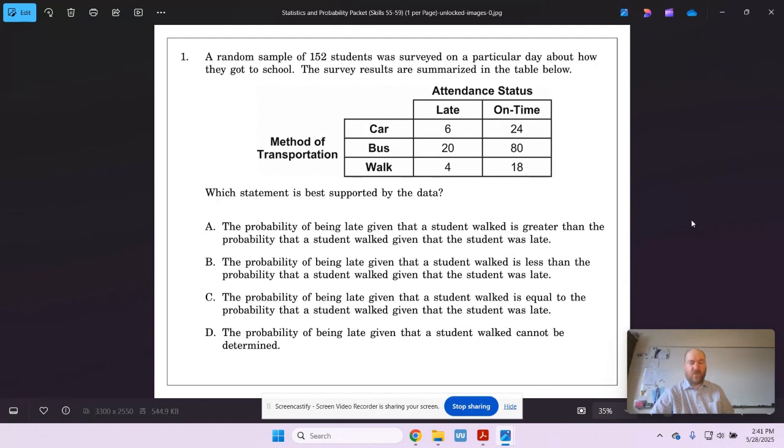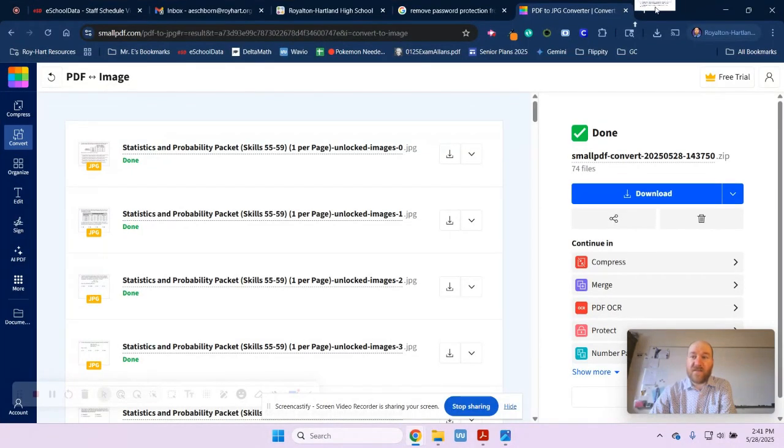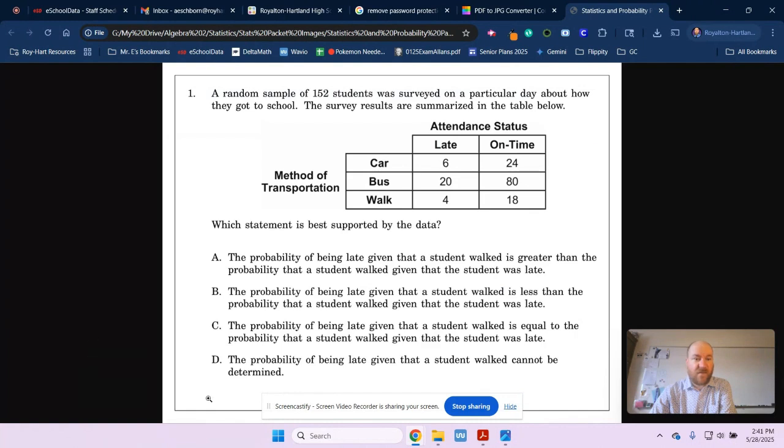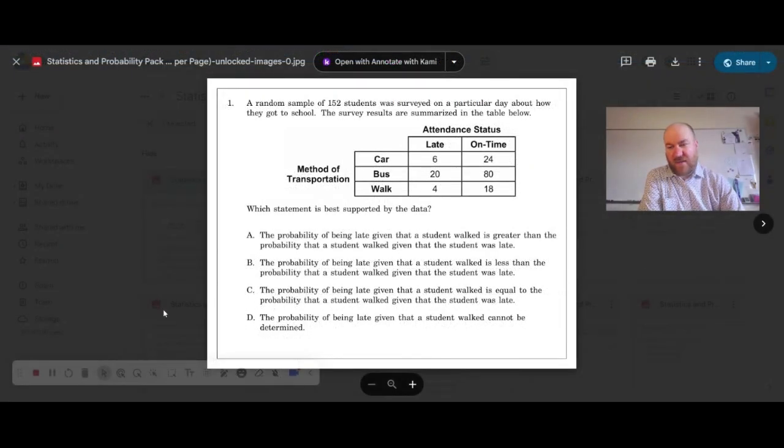So whenever you get a table like this, it's usually a good idea to make a column for totals and make a row for totals. So it's not letting me write here. Let's see if I can get it to write on this screen instead. All right, it's not letting me write here either. All right, after a brief pause, I think I figured out how to write.